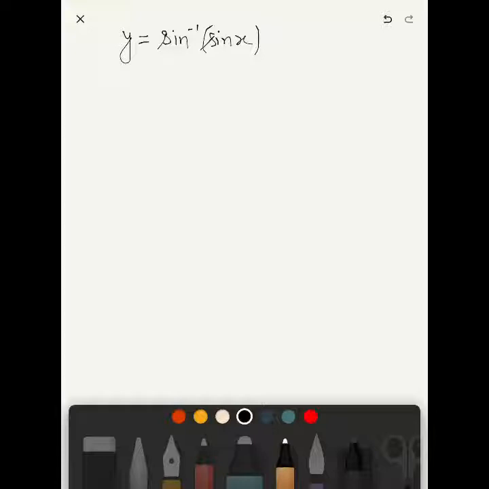And your outer function is sine inverse, so this will decide the boundary. The boundary is minus pi by 2 to pi by 2, and this function is continuous.